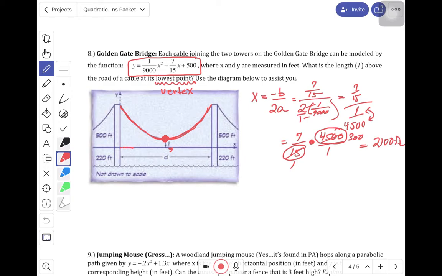So basically what we're saying here is that this is 2,100 feet, and this is 2,100 feet, because we just found our axis of symmetry to be at 2,100. So the distance across the bridge is 4,200 feet from those two poles, I should say. That's not what the question asks us, though.